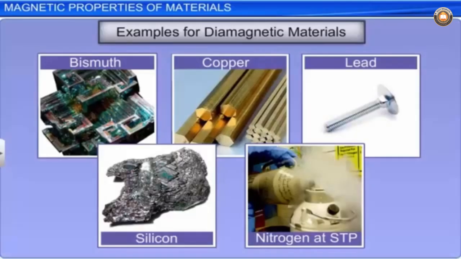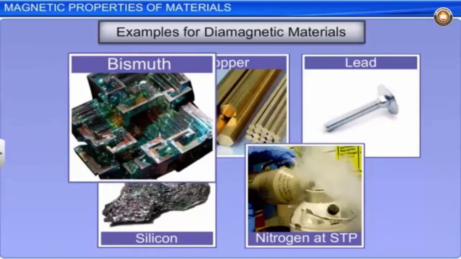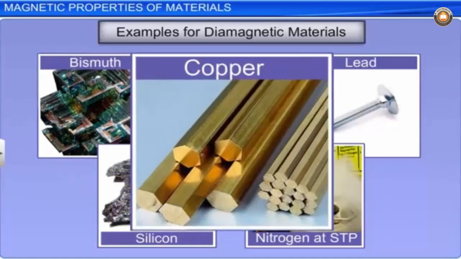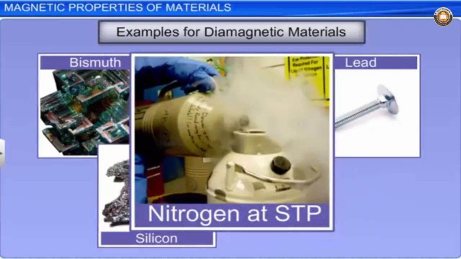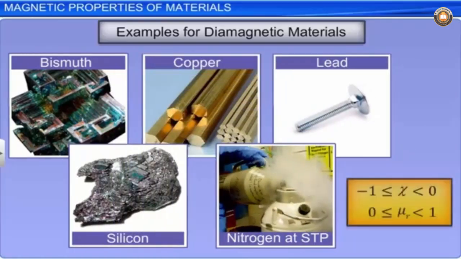Although diamagnetism is present in all materials, its effect is very weak in most of them. Some examples of diamagnetic substances are bismuth, copper, lead, silicon, and nitrogen at STP. Magnetic susceptibility of the diamagnetic substances is greater than or equal to -1 and less than 0. Relative magnetic permeability of these substances is greater than or equal to 0 and less than 1.